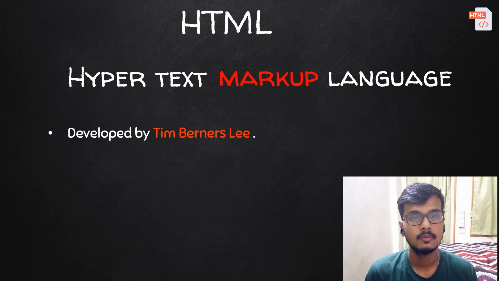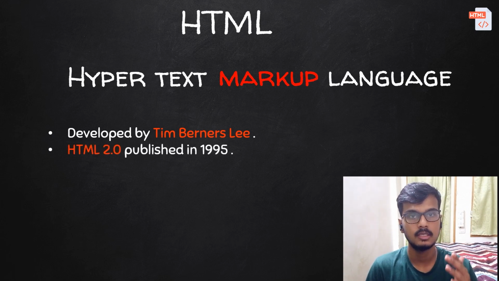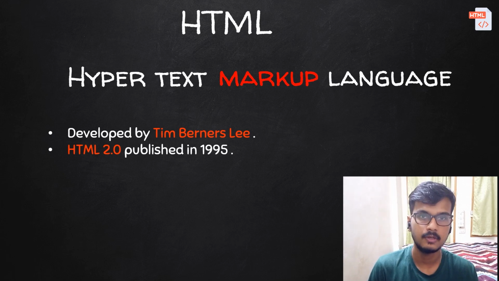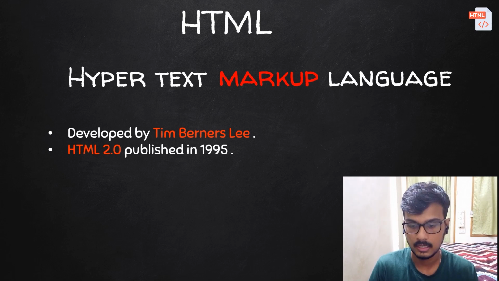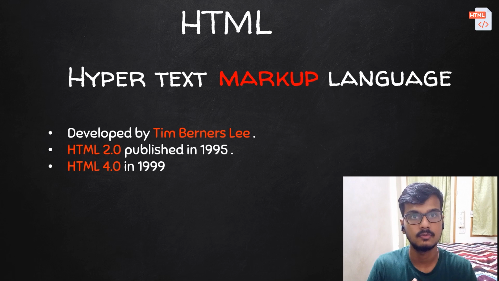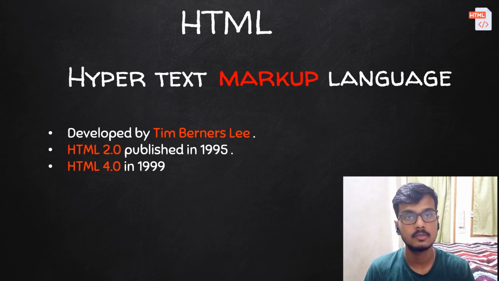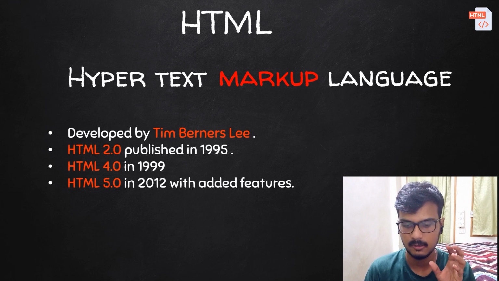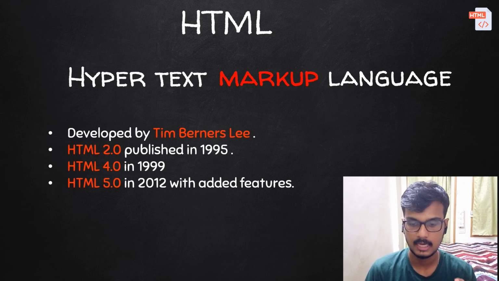There are different versions of HTML, guys. As you see, every software develops over a period of time, right? So there are different versions of HTML. HTML 2.0 was officially published in 1995. Then came HTML 4.0. Different software engineers contribute to this software and it develops, so like that, these different versions come up. And there is the standardized version of HTML, which is HTML 5.0, which came in 2012, and that's the version that we are using right now.